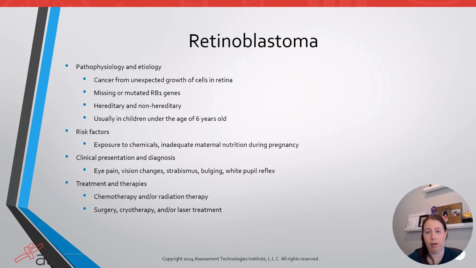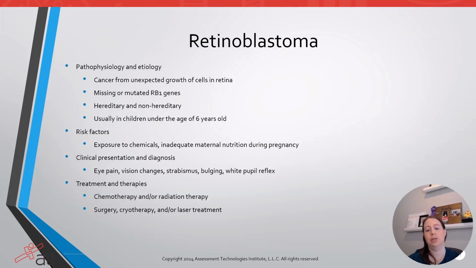This will be managed by an ocular oncologist. I've never seen retinoblastoma clinically because I haven't worked in oncology, but they'll treat it like a cancer would be, so they're going to do chemo and radiation, surgery to remove the tumors. Cryotherapy can be used as well, which uses cold or laser treatment. And then the removal of the eye is called enucleation, and they can do that to improve survival rates.